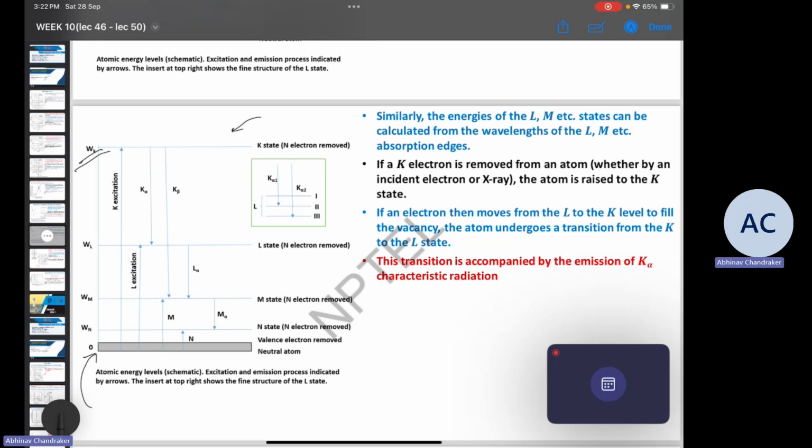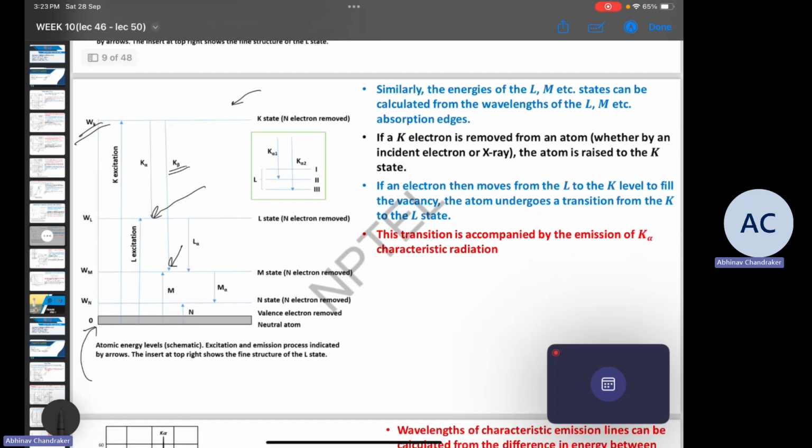But after this excitation, if an electron comes from the L state to the K state, then there will be a decrease in the energy of the atom, and the new energy will be somewhere here. Similarly, if it's from the M shell to the K shell, it will be here, corresponding to emission of a K beta X-ray, and so on. So in this energy level diagram, you can describe all possibilities and the corresponding energy levels.